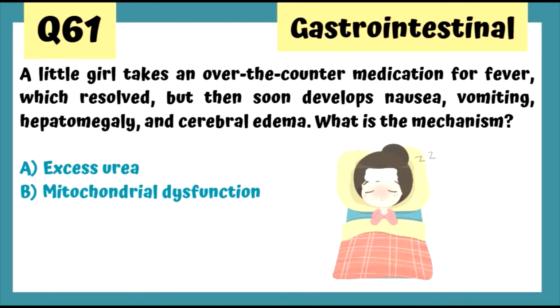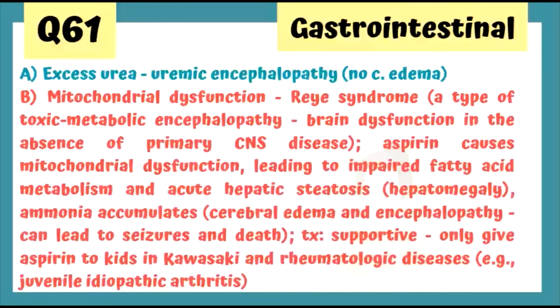Question 61. A little girl takes an over-the-counter medication for fever, which resolved, but now soon develops nausea, vomiting, hepatomegaly, and cerebral edema. What is the mechanism? So this sounds like Reye syndrome. Reye syndrome is due to mitochondrial dysfunction. And remember, only give aspirin to kids in Kawasaki disease and rheumatologic diseases such as juvenile idiopathic arthritis.